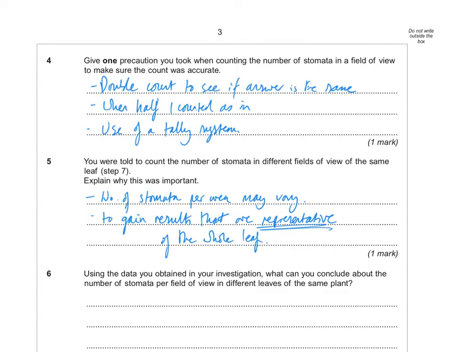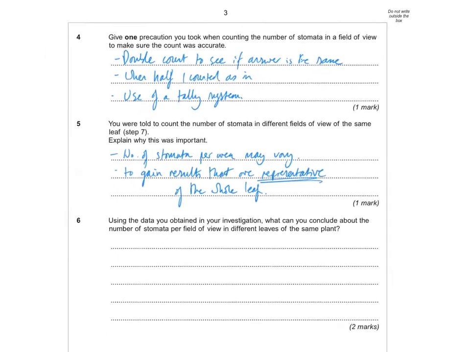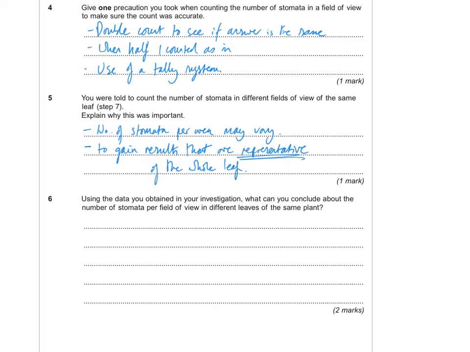Yeah, I could say, the stomata are spread unevenly on the leaf, and therefore I want to get a measure that represents the entire leaf. Saying the same thing. It's only worth 1 mark. I've given 2 there, so there's a simple version. I don't have to write all of that for 1 mark. Either or.